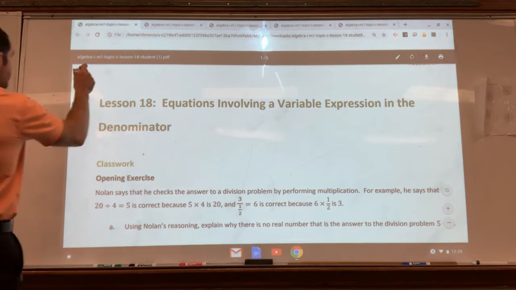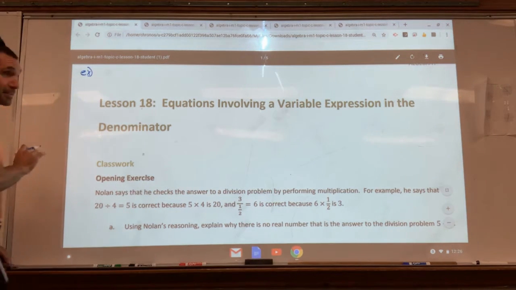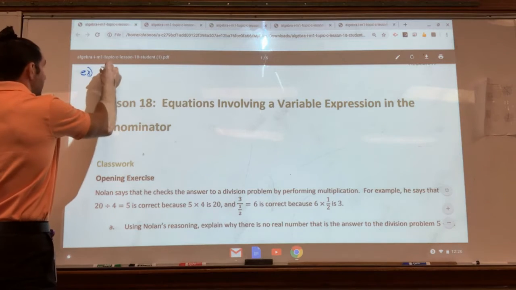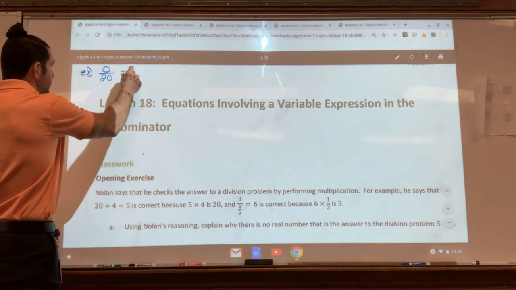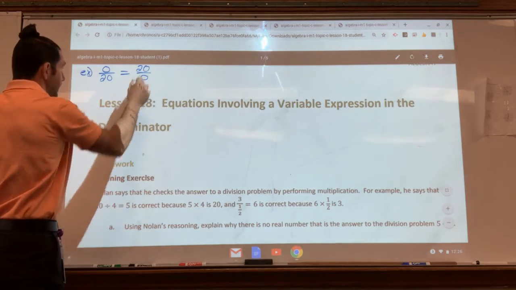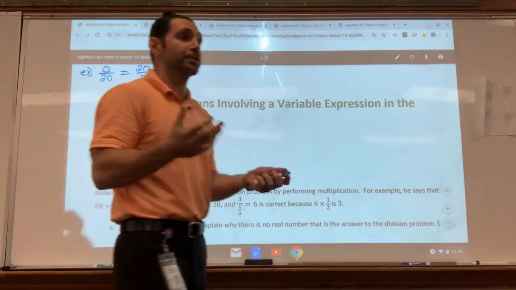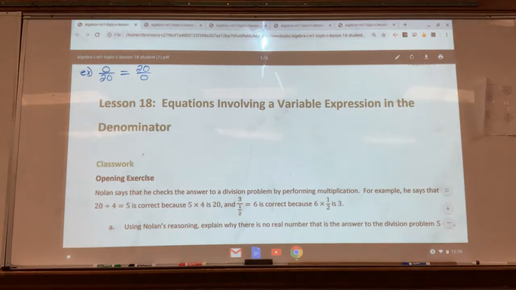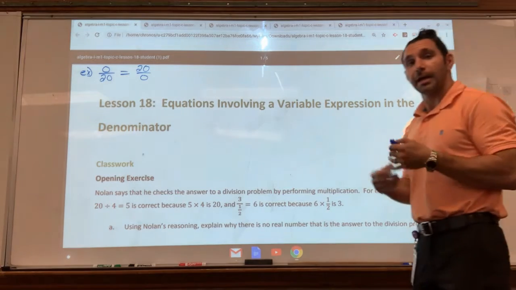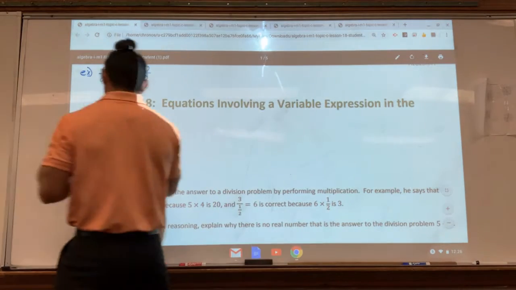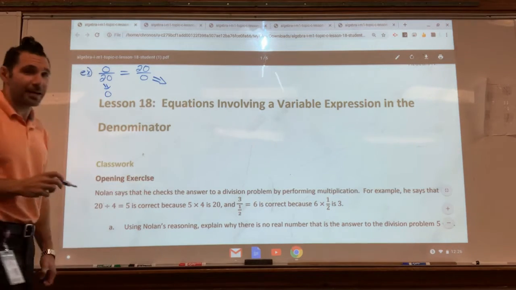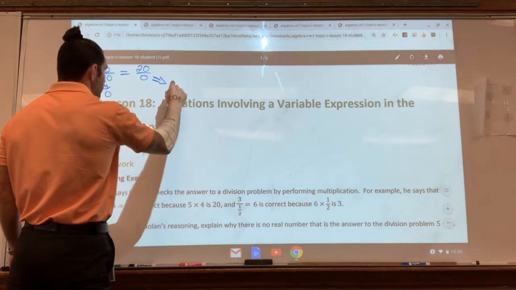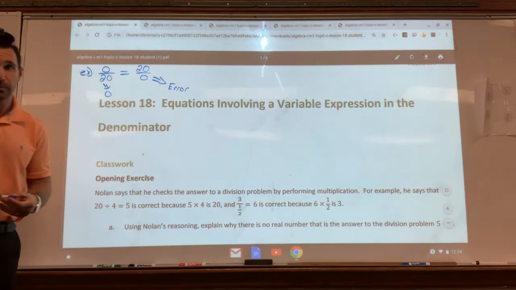So, here's the key about this entire lesson. If I say 0 divided by 20, is that equivalent to 20 divided by 0? I would love you to get your calculator and do both of those problems. So take your calculator, do 0 divided by 20, and my guess is you will get 0. My guess is when you do 20 divided by 0, your calculator will give you an error.